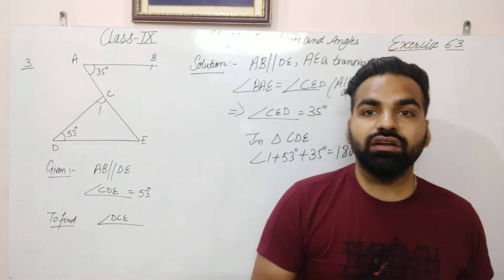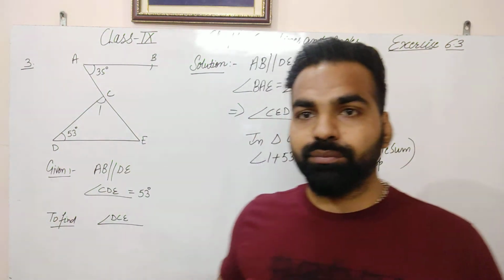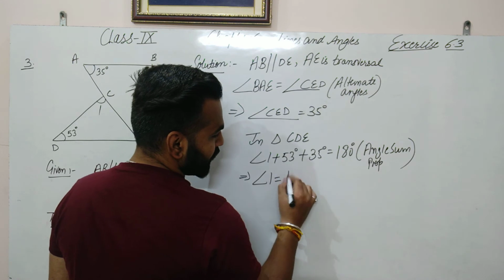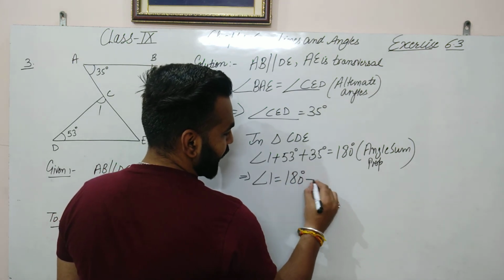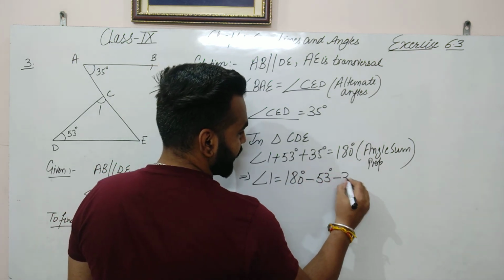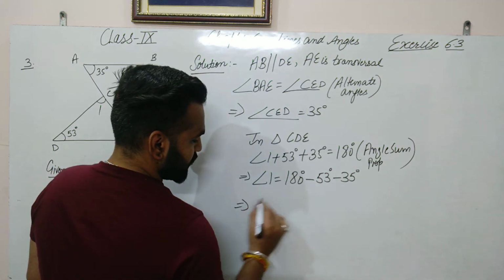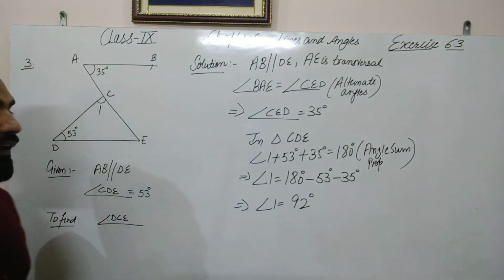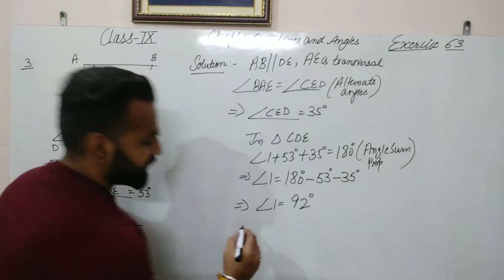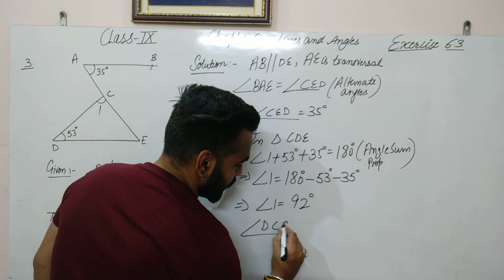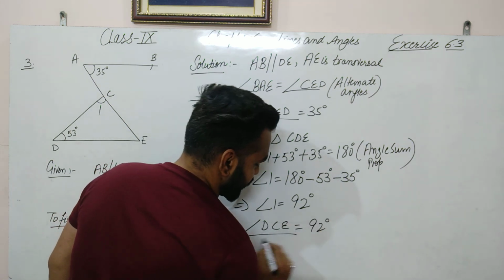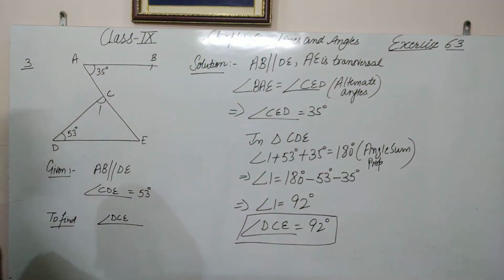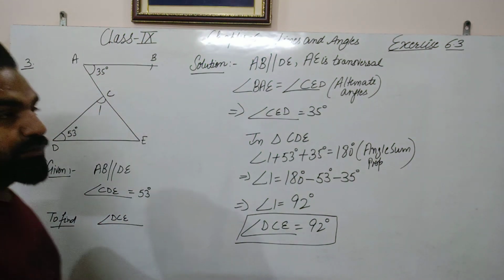When two angles are known in a triangle, we can use angle sum property to find the third angle. So from here, angle 1 will be equal to 180 minus 53 minus 35. So the value of angle 1 is equal to 92 degrees. And what is angle 1? Angle 1 is angle DCE, which is equal to 92 degrees. So this was question number 3 of exercise 6.3.